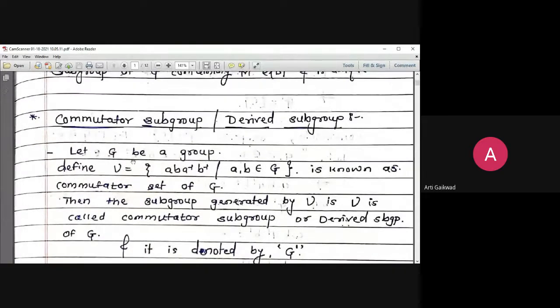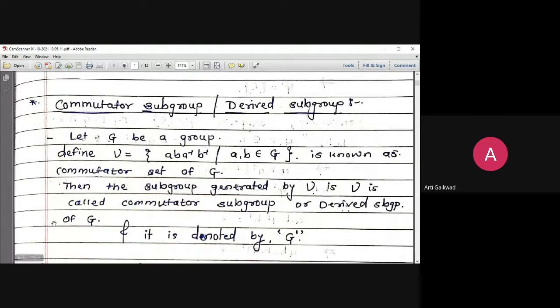Look at here. Let G be a group. Define one set U such that a b a inverse b inverse, where a and b belong to G, is known as the commutator set of G. This is the commutator set of G, not the commutator subgroup. Then the subgroup generated by U is called the commutator subgroup or derived subgroup of G.